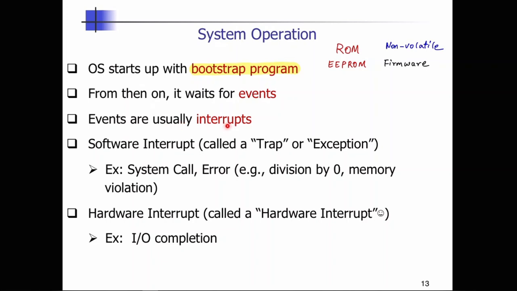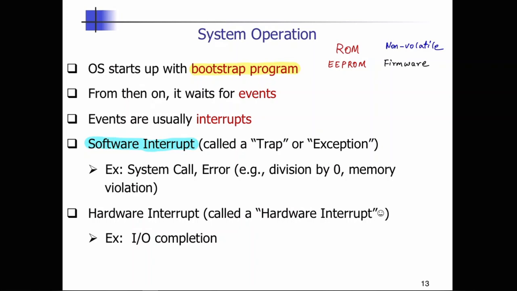And interrupts can be further classified as either coming from software, so software interrupts, or from hardware, so hardware interrupts. Software interrupts are usually called traps or exceptions. There could be several different types of software interrupts. For example, it could be a system call. It could be an error, for example, a divide by zero error, or a memory violation. Any of these errors, if they occur, would be classified as a software interrupt, and the operating system would have to wait until any of these interrupt situations happens to be able to respond to that.